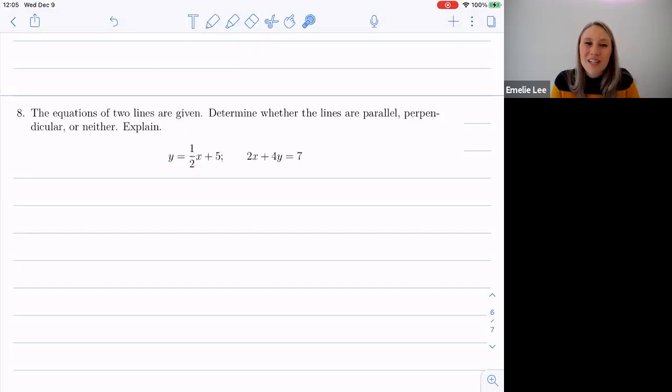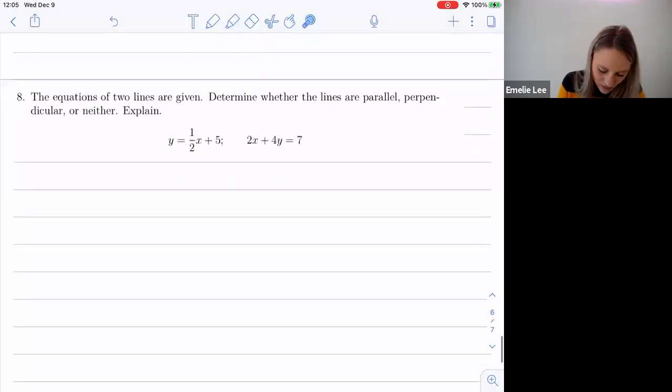It doesn't even necessarily have to have an x, right? If it's a horizontal line, y equals 4, for example. Had to think about that one. Okay, so determine whether the lines are parallel, perpendicular, or neither.